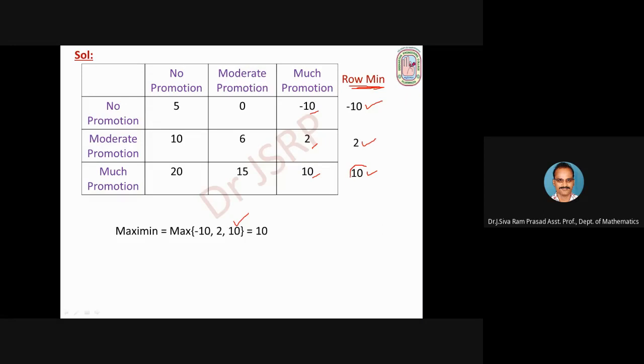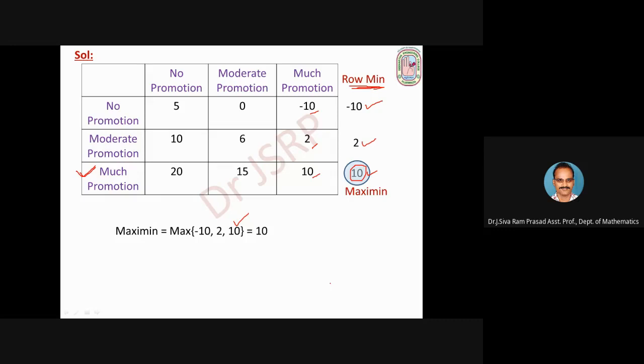So this is the maximin value. And the maximin strategy for player A is much promotion. Okay, right. Next, find the minimax value.